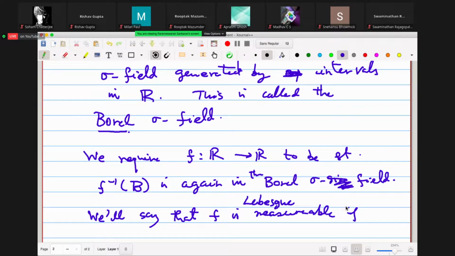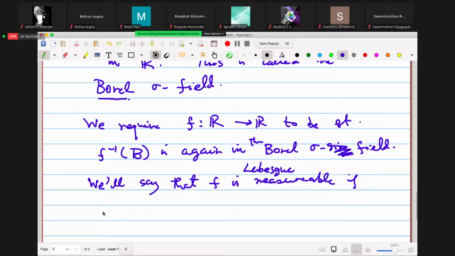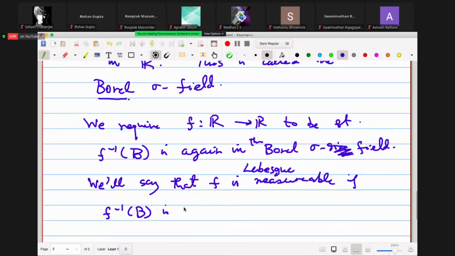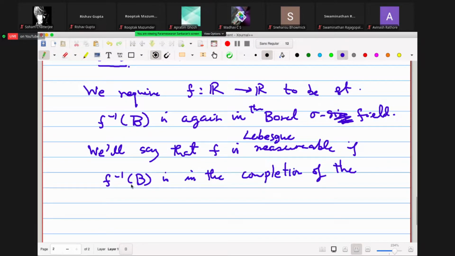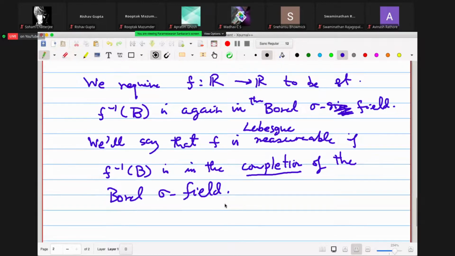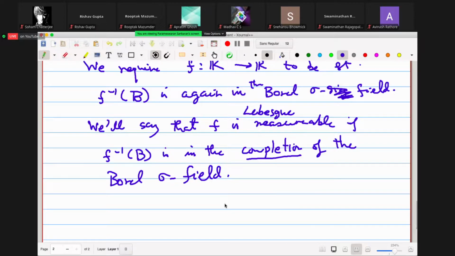If F inverse of B is Lebesgue measurable, is in the completion of the Borel sigma field. So this is the completion of the Borel sigma field. You didn't have to look at completion so far, but now you have to.